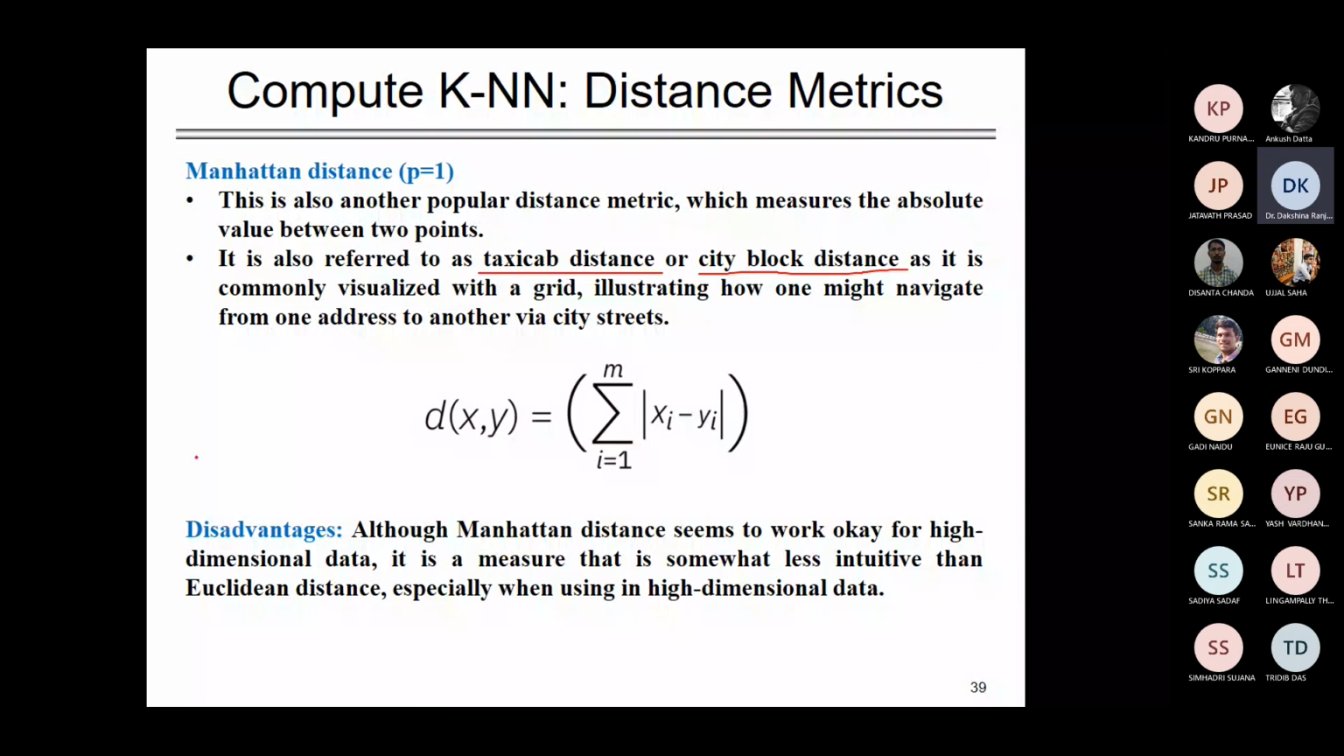Now there is a drawback of Manhattan distance. Although Manhattan distance seems to work okay for high dimensional data, it is a measure that is somewhat less intuitive than Euclidean distance, especially when using high dimensional data. This is the drawback of Manhattan distance. However, this Manhattan distance is found to be better than the Euclidean distance and other distance metrics, because here we take the absolute value between any 2 points.